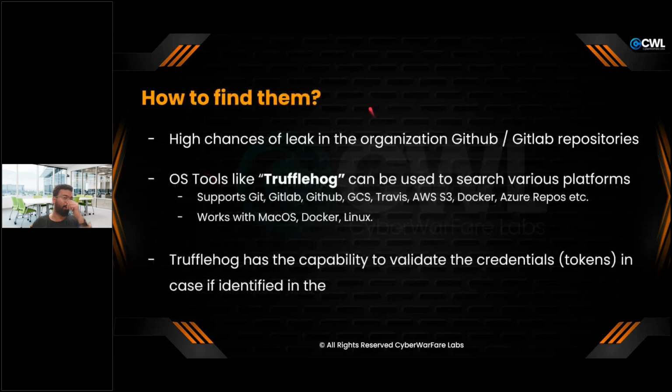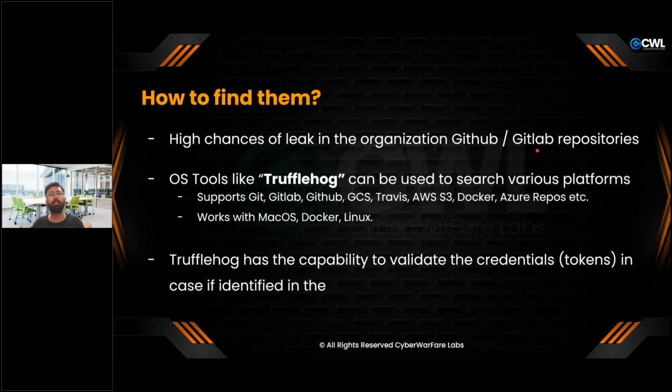Now, how to find them? There are very high chances of leaks in the organization's GitHub and GitLab repositories, because many organizations use these platforms for their own management, and it's a SaaS platform, right? GitHub is a SaaS platform. GitLab is also a SaaS platform, but the edition can be deployed locally, on-premise, as well. So these are the things.